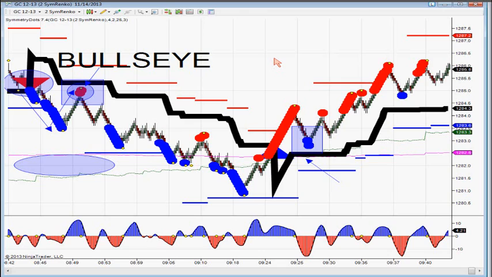So you're trying to get 4 to 6 to 1 reward-to-risk trades, and I tell you the exact bar, using my indicator, where to get in with my trend filter.